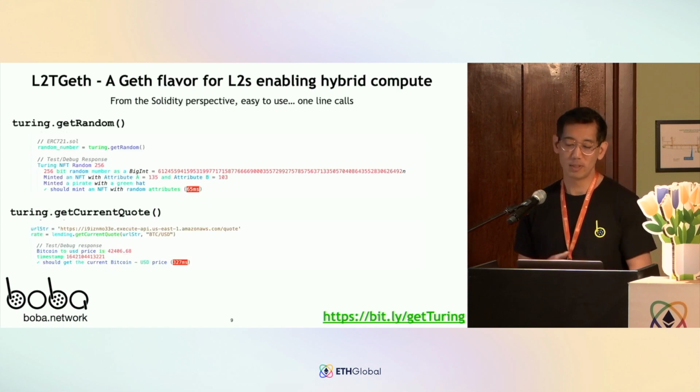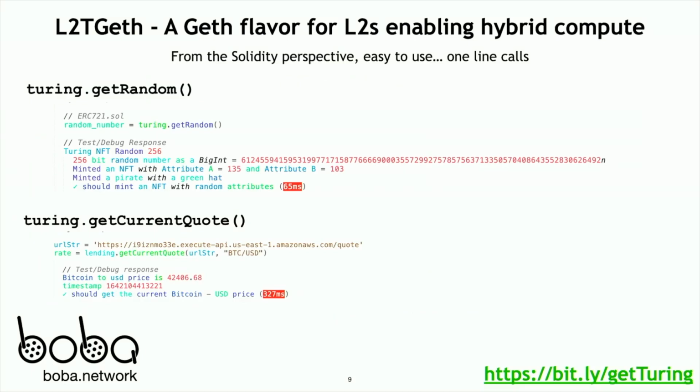And it's super simple to use, very easy. These are one-line calls. What you see on the screen is pseudocode, but look at the first example: Turing get random. That's all you need to do to get a random number. Or in the second example, you specify the RPC endpoint that you want to call, let's say, to get the current quote for the BTC USD pair. Boom, one call and you're done.